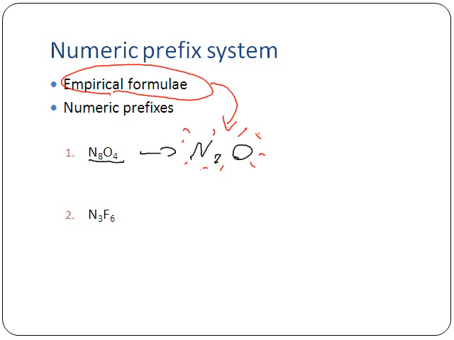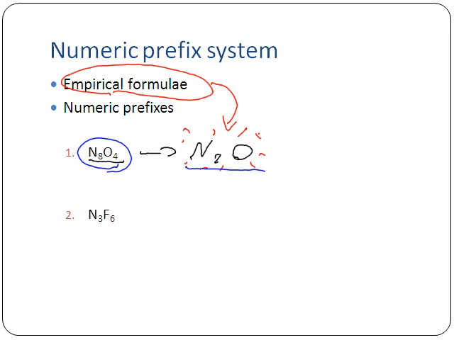So the empirical formula is N2O for this. The molecular formula is the one that's written here, N8O4. Oftentimes when we try to figure out what a molecule is, if we're measuring something, we're measuring it by finding the ratio between two elements, and we're going to come up with this empirical formula.